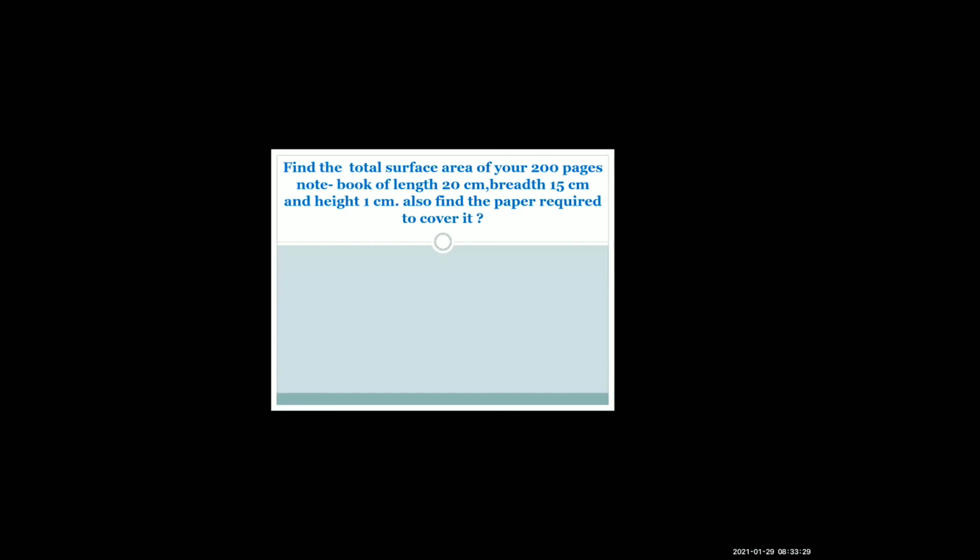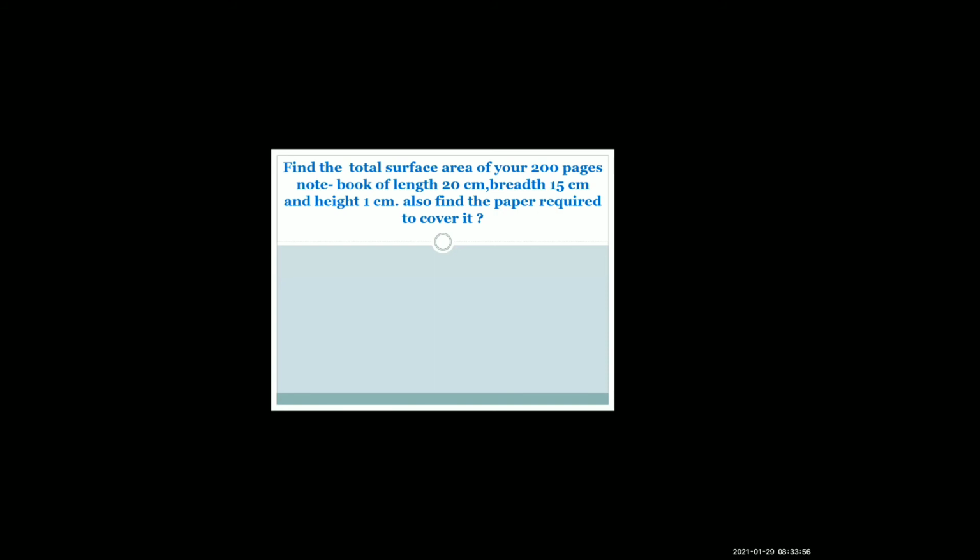But the next part is trickier. I've changed it a little bit for you, a little bit challenging. Also find the paper required to cover it. Now when you cover it, understand it is the top and the bottom face which we cover, and one on the left hand side. One of the rectangles is covered, not the other three. Laterally, only one rectangle is covered, that is breadth into height.